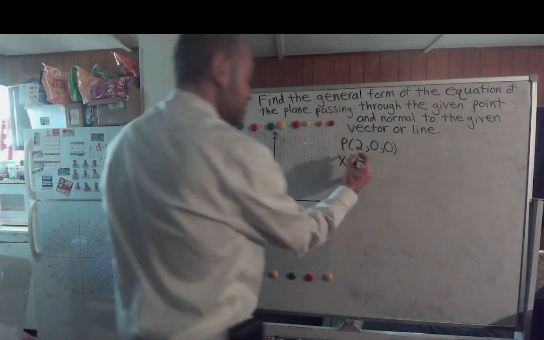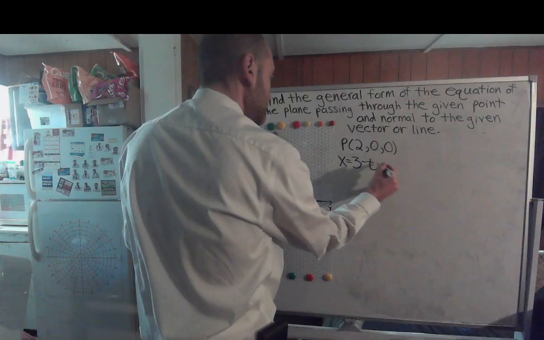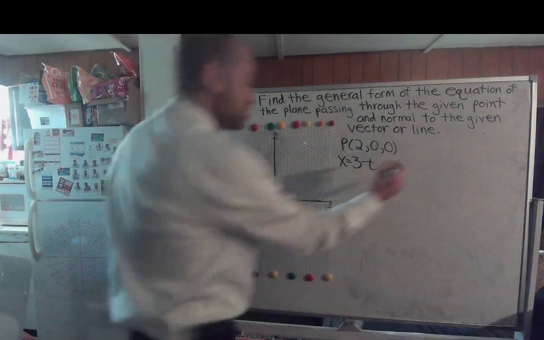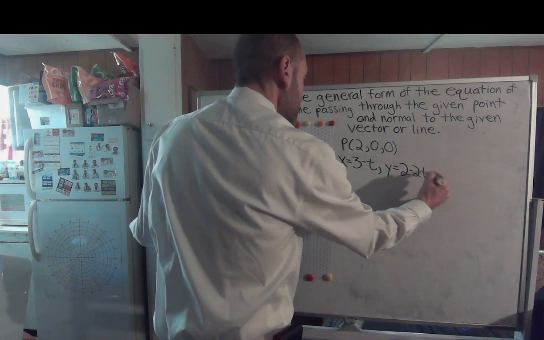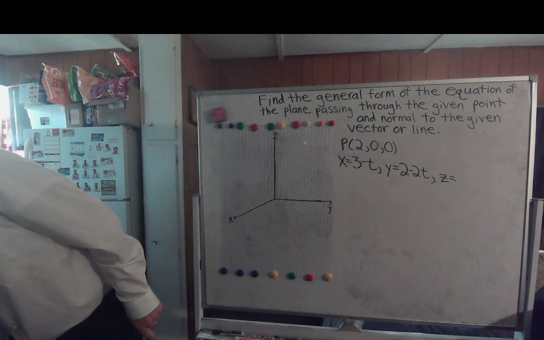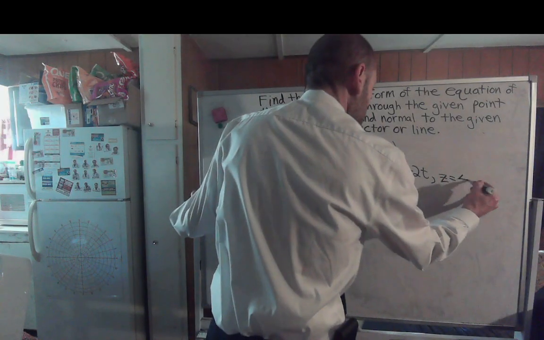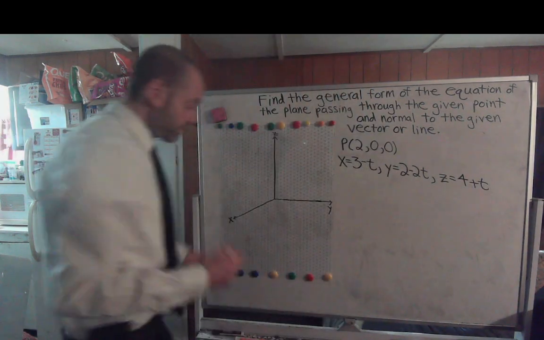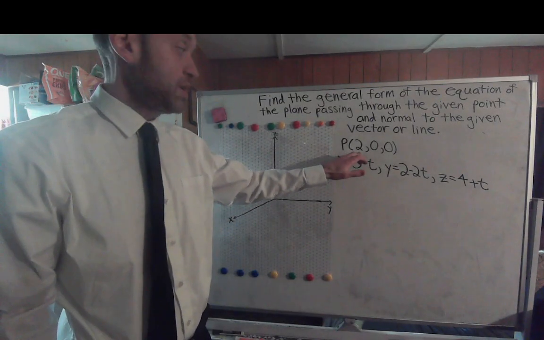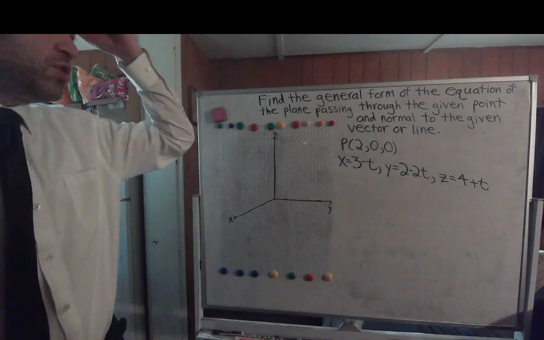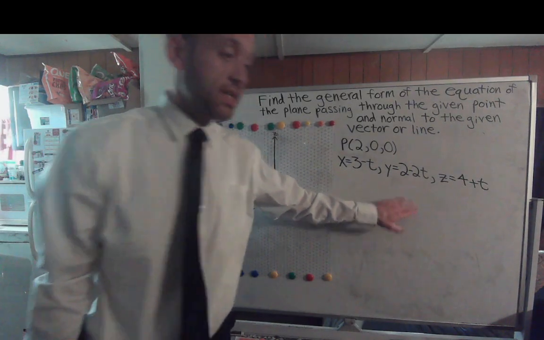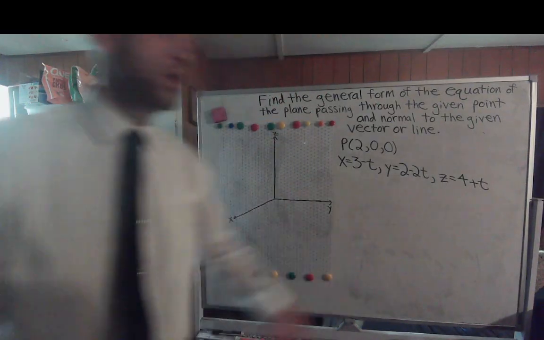The line it's normal to is x equals 3 minus t, y equals 2 minus 2t, and then z is equal to 4 plus t. Alright, so we want to find the general form of the equation of the plane passing through this point P, which is at 2, 0, 0, and normal to the given line, x equals 3 minus t, y equals 2 minus 2t, z equals 4 plus t.